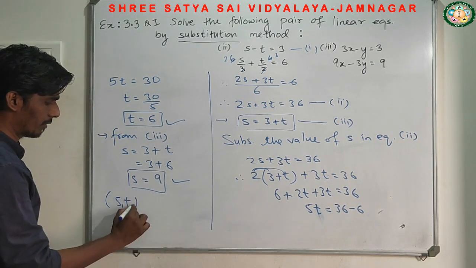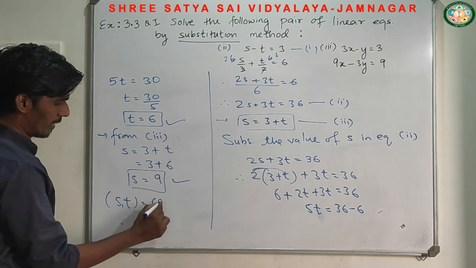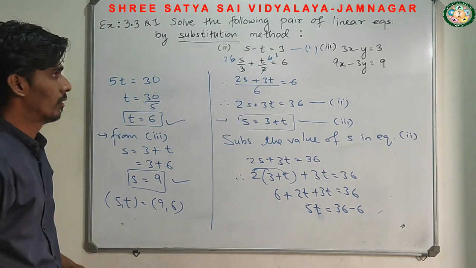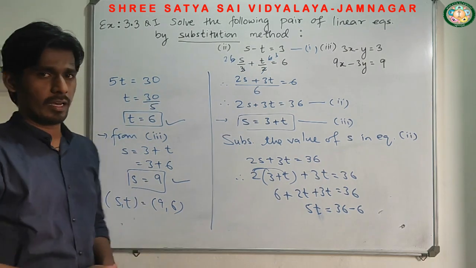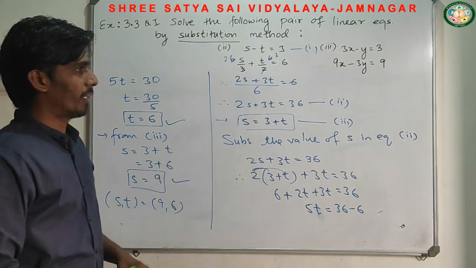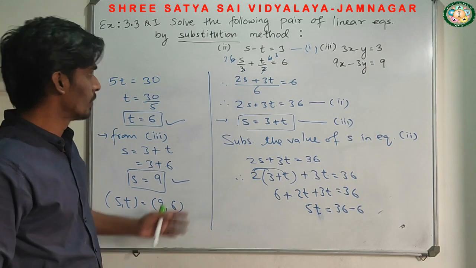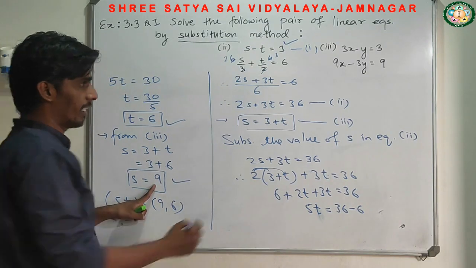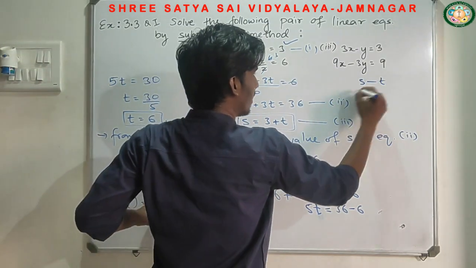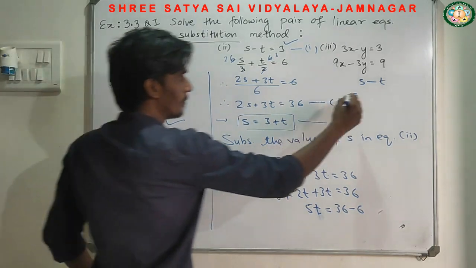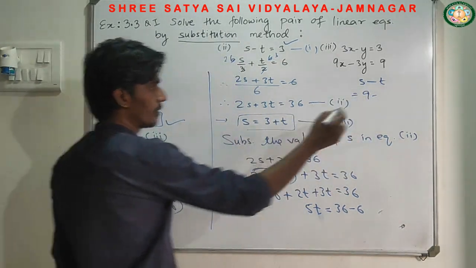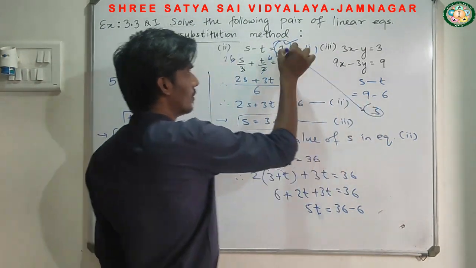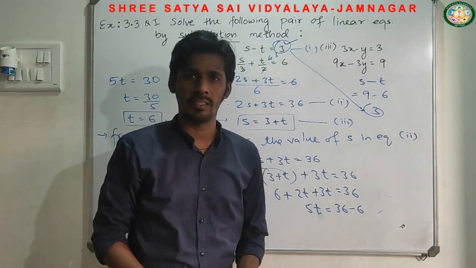For this s and t, the solution set is what? s is 9 and t is 6. This is the solution for the given equations. Now if you want to verify, in the last sum we forgot to verify it. To verify whether our answer is correct or not, take the first equation or any of the equations. What is the value of s here? 9. As per this equation, s minus t, the value of s is 9 and the value of t is 6. Are we getting 3 here? Yes, we are getting 3. Here it is 3 and here also 3. So we can say that our solution is correct.